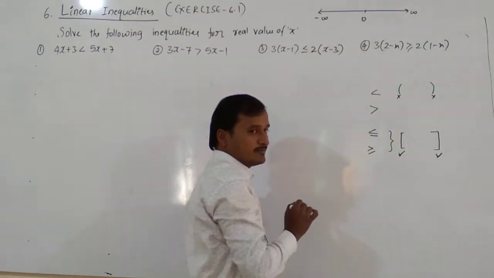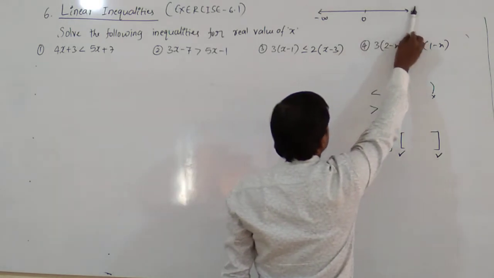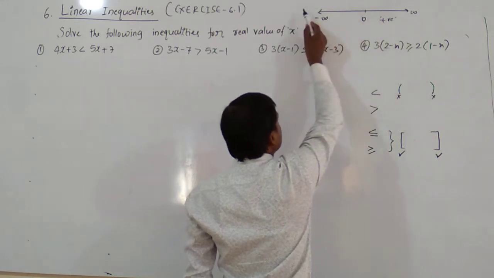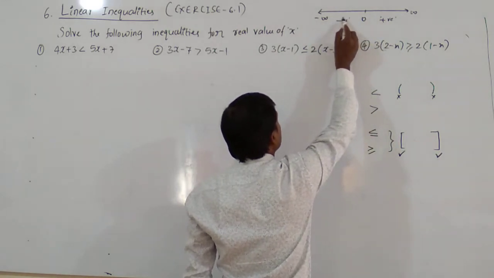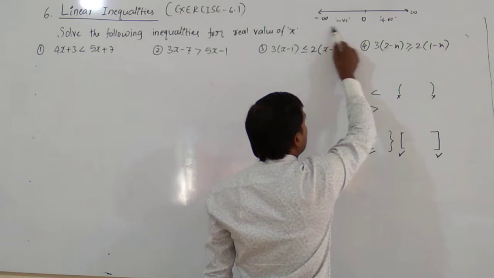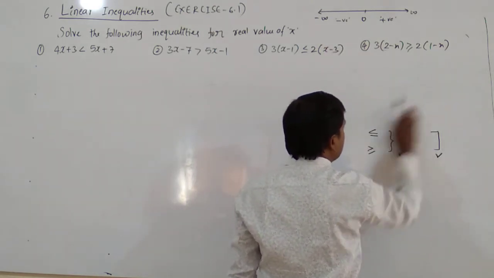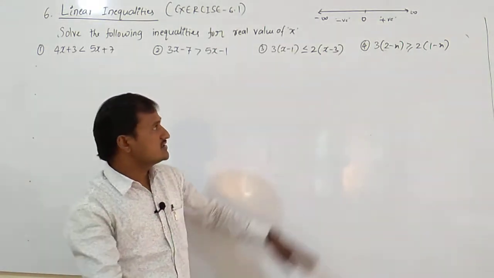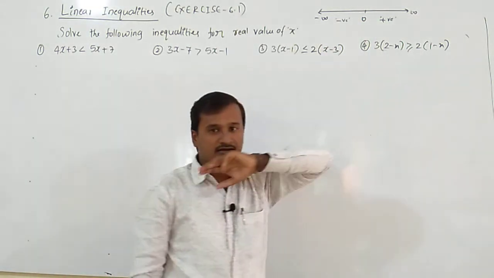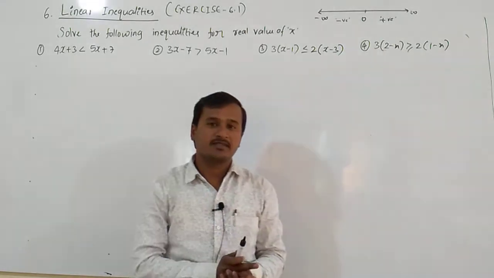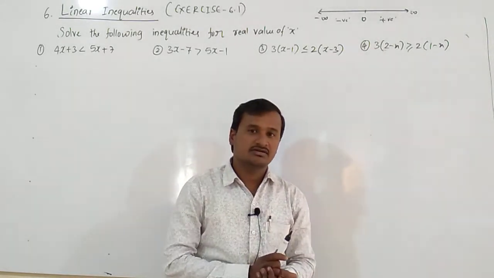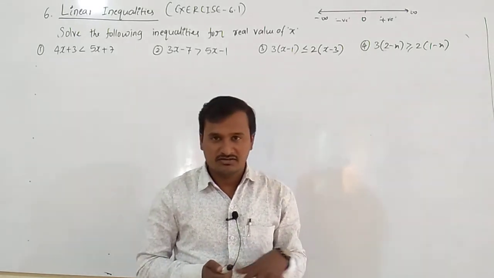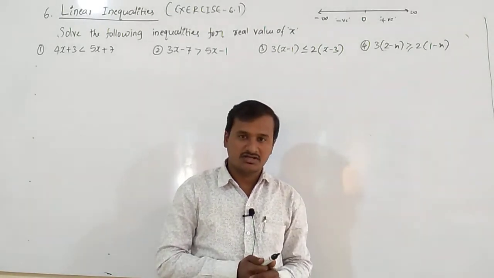In the middle of this is 0. If you go to the right side of this number line, you get the positive numbers, and on the left side you get the negative numbers. You should know about this number line to solve the inequalities. Just remember this number line or imagine it. On the right side you have the positive numbers, on the left side you have the negative numbers, right?